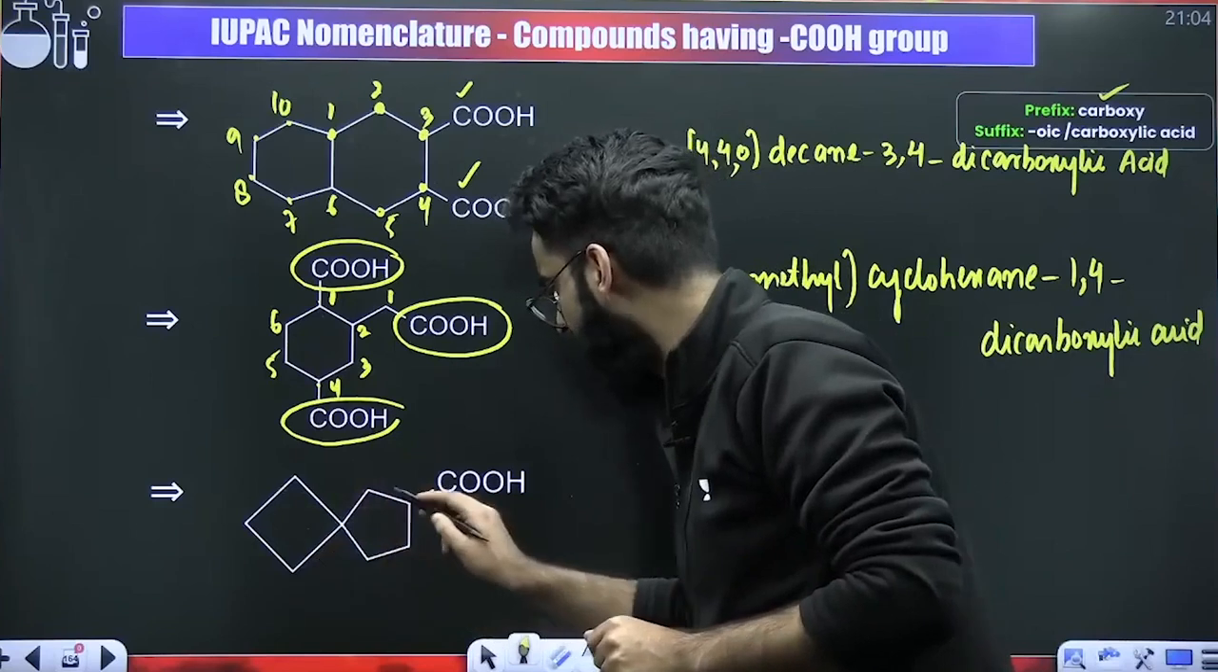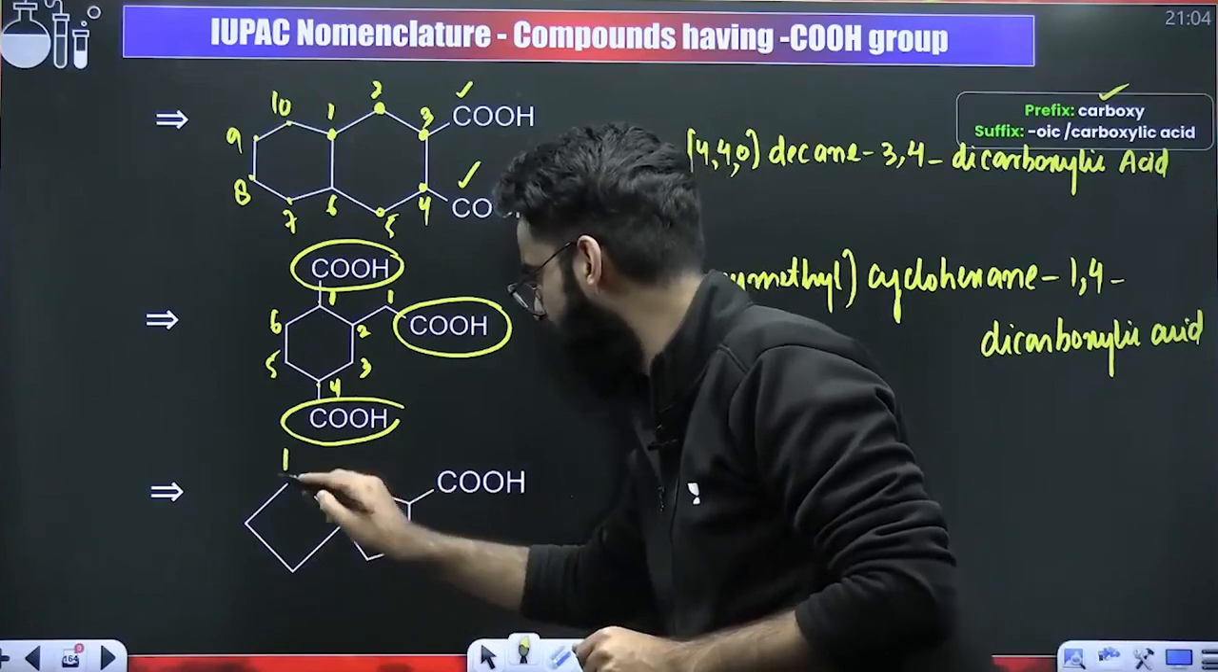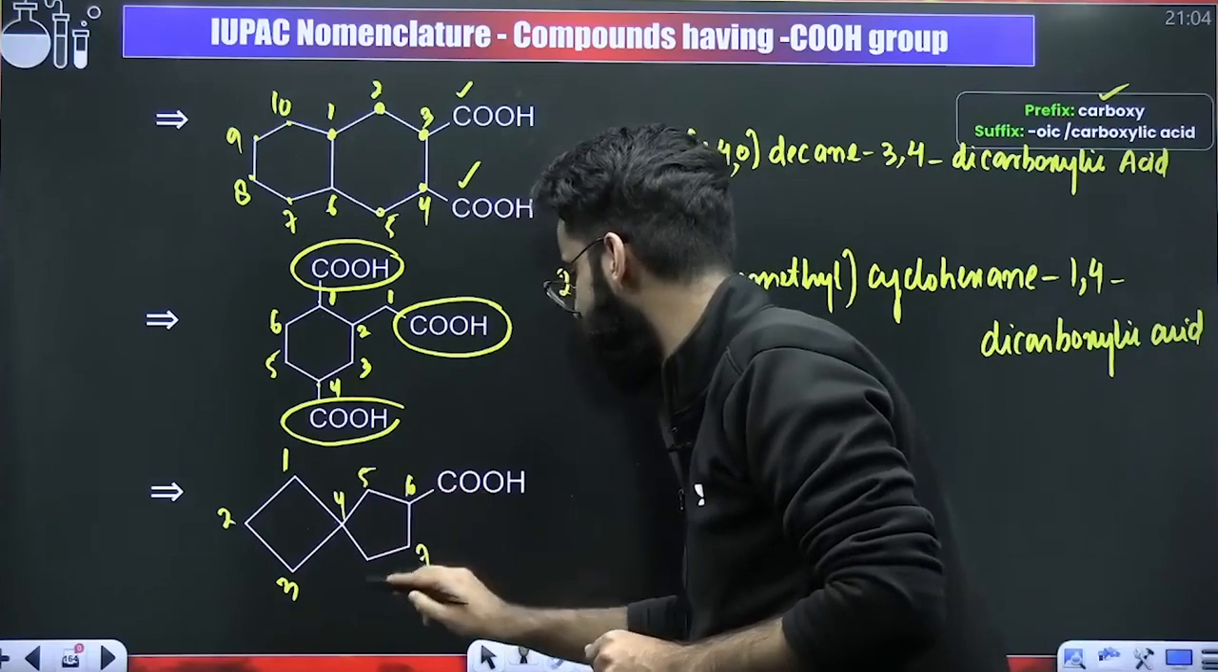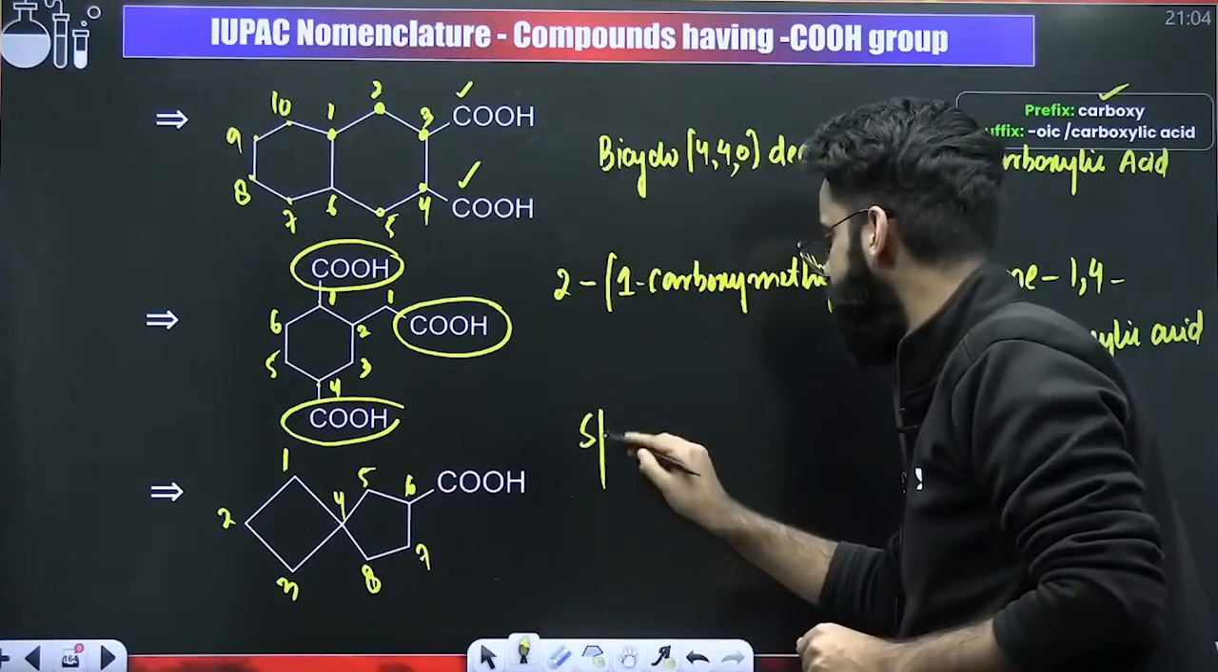1, 2, 3. 1, 2, 3, 4. This is the smaller size ring. So call this as 1. This is 2. This is 3. This is 4. This is 5. This is 6. This is 7. This is 8. Now, first of all I'll be writing Spiro.